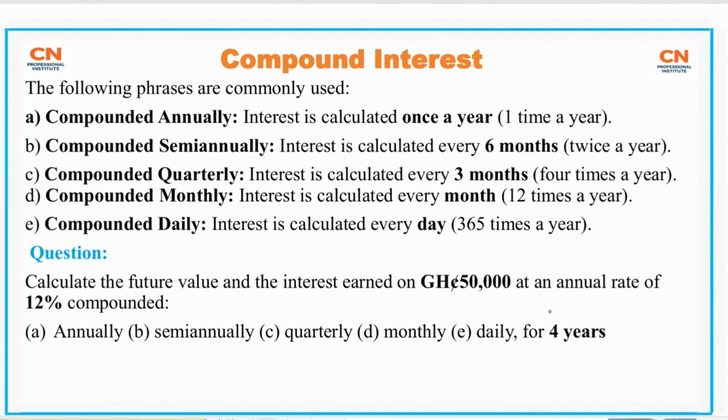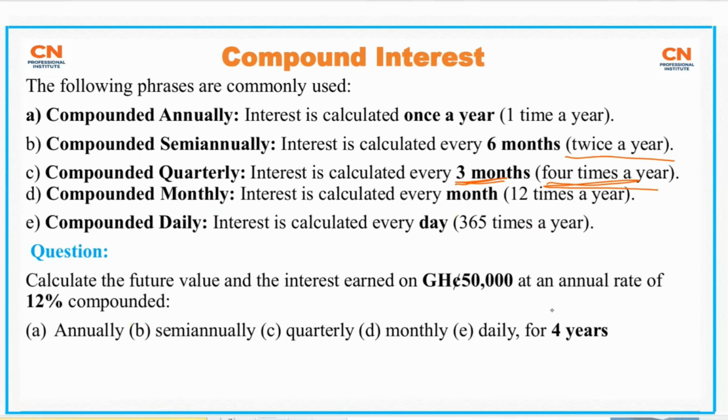If it's compounding semi-annually, it means it compounds every 6 months, so twice a year. Don't forget that'll be twice a year. If it's compounding quarterly, we have to do it 4 times a year, meaning every 3 months. So watch out. These things in bracket are very important.